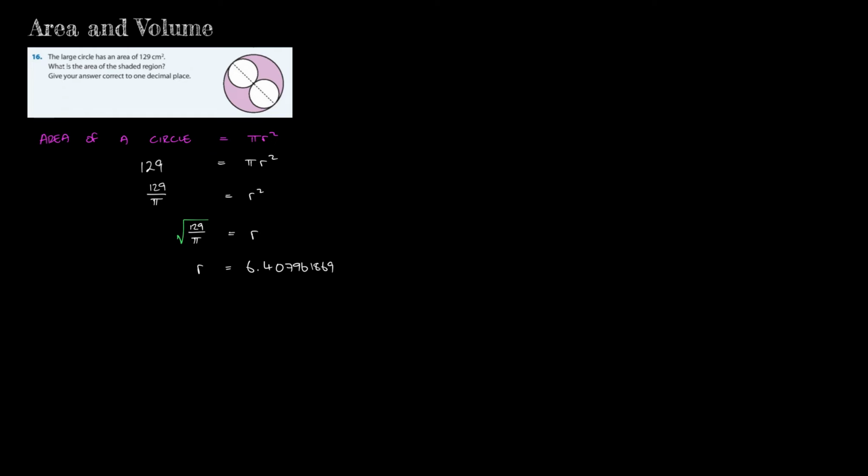So let's just put that in, because it's important that we fill in the information that we have. The radius of the large circle, correct to one decimal place, is 6.4. So if the radius of the large circle is 6.4, then I need to be able to find the radius of the small circle, and the radius of the small circle is going to be half the radius of the large circle. Half of that would be 3.2.